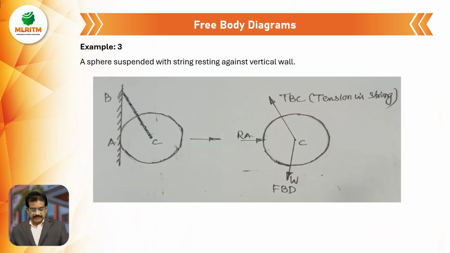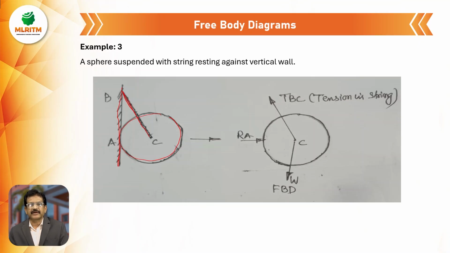Next one is the third example. A sphere suspended with a string resting against a vertical wall. Now this is a sphere. Now it is a wall. This is a wall. Now it is suspended by a string.